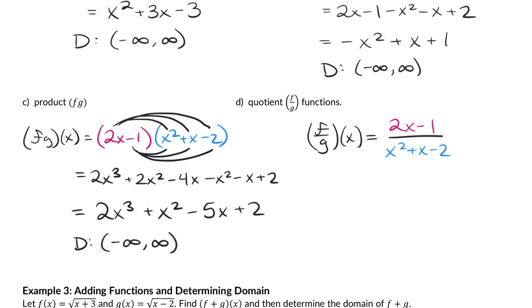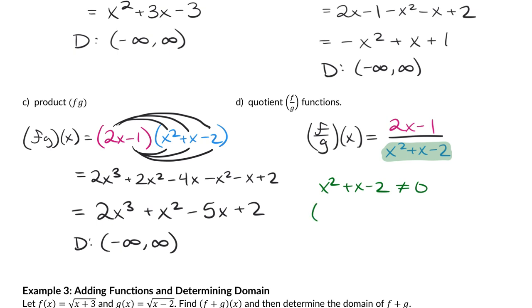because now we have a denominator. And what are denominators not allowed to be? 0. So we're going to have to take this g of x function right here and set it not equal to 0 to figure out the restrictions on our domain. So even though we took all real numbers divided by all real numbers, we now have a problem in that denominator. So we're going to take x squared plus x minus 2, and we're going to say that cannot be equal to 0.